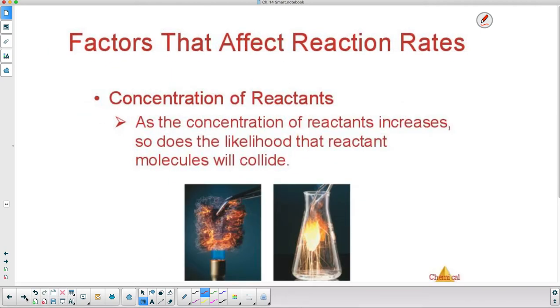Other factors that affect reaction rate: concentration of the reactants. Of course, if you increase the concentrations, you increase the number of molecules, which also increases the likelihood that those molecules will come in contact with each other and produce products. So increased concentration increases reaction rate.